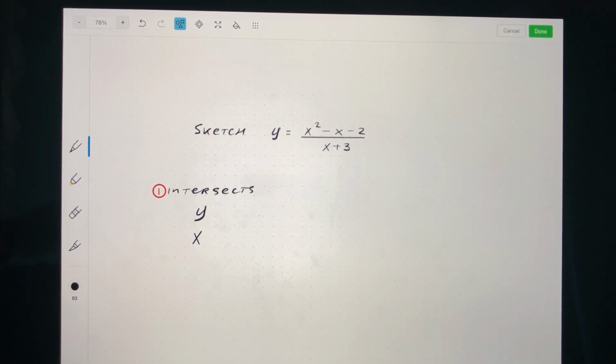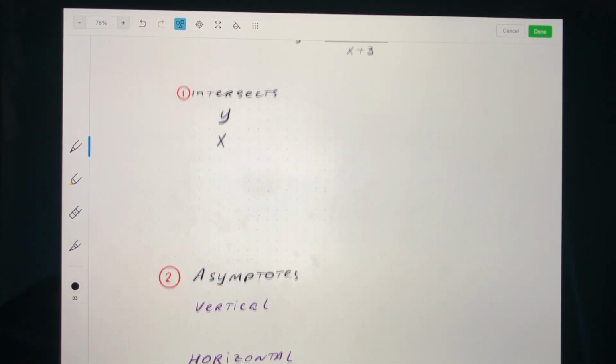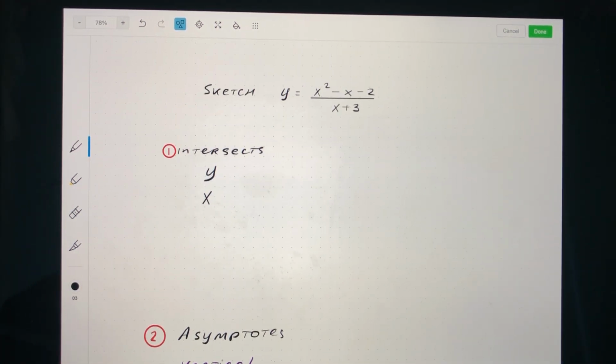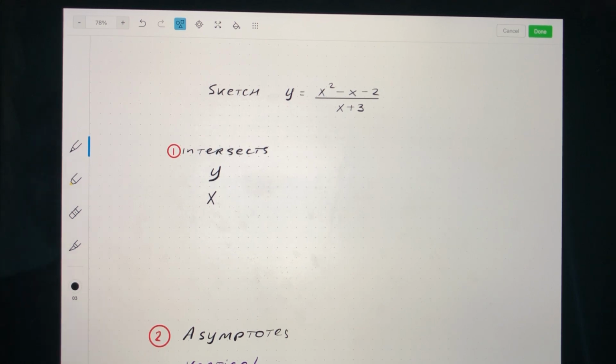Hello, in this video, let's make a sketch of a rational function with oblique or slant asymptotes. When we make a sketch, we usually collect two pieces of information, the intercepts and then the asymptotes. For the intercepts, there are two kinds, the x and the y. To get the y-intercept, we make x equal 0.